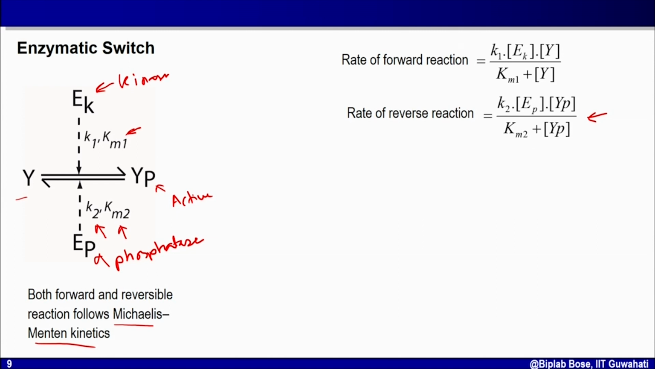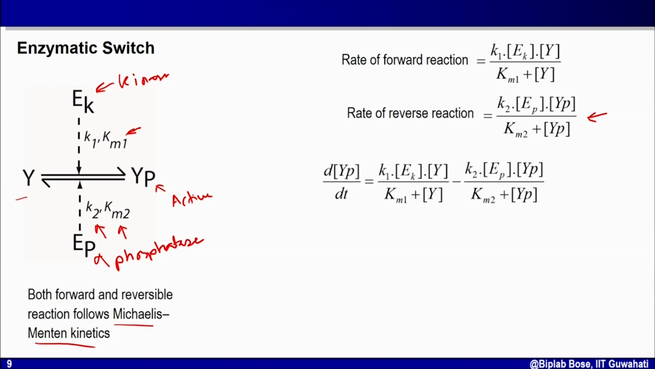Now, if I have to write down dYP/dt, the rate of change of YP, I will club these two and I can get the equation: dYP/dt is equal to K1 into Ek into Y divided by Km1 plus Y, minus K2 EP into YP divided by Km2 plus YP. I have taken this one and taken this one and added a minus sign here because this is for the reverse one and the other one is for the forward one.